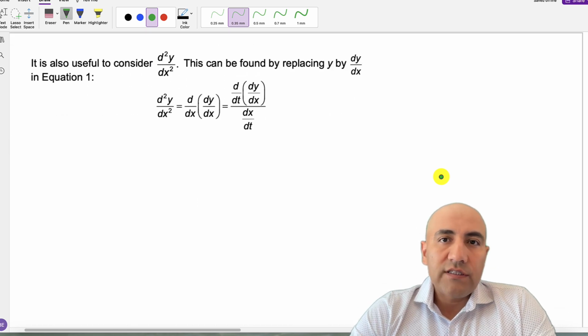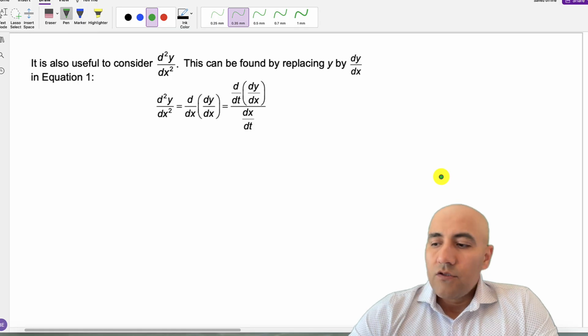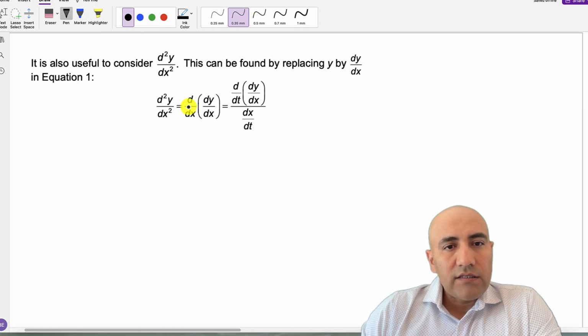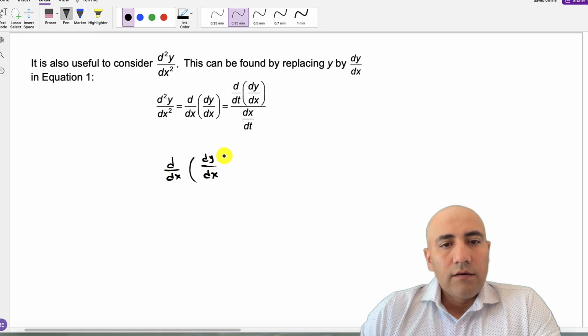It is also useful to consider the second derivative, the second derivative with respect to x. This can be found by replacing y by dy/dx in this equation. Let me expand this a little bit here. This is the derivative of the first derivative, right? But remember that this derivative is written in t. So when we want to find the derivative with respect to x of dy/dx, this is a function in t.